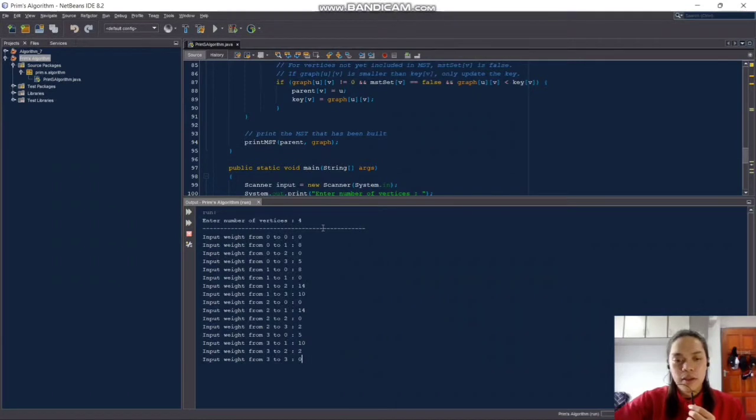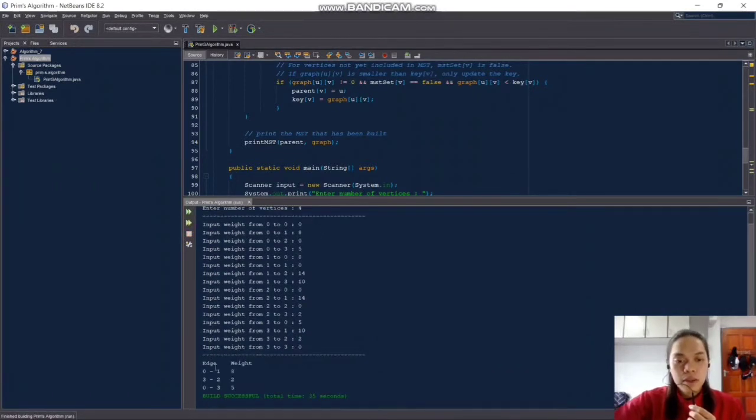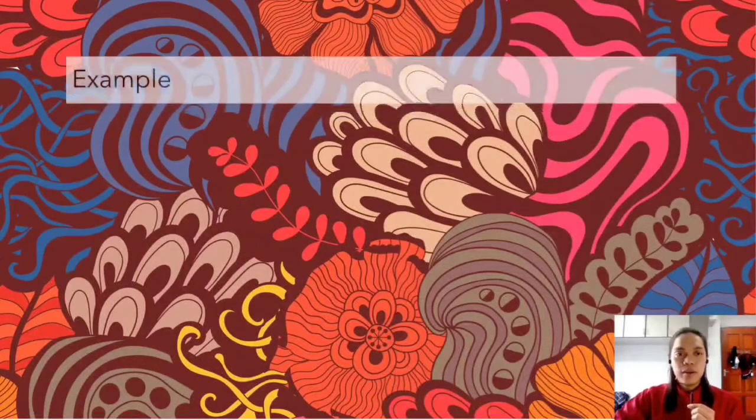If we press enter, the result will be 0 to 1 is 8, 3 to 2 is 2, and 0 to 3 is 5. So what is this? This is the MST in our graph, which means the minimum spanning tree in the graph. So this is the answer or the result that we get from our graph. Okay, so next, how do we prove that our coding is correct or doing well?